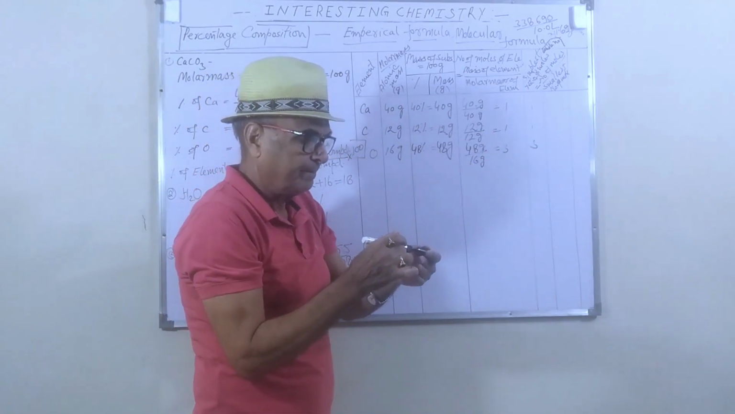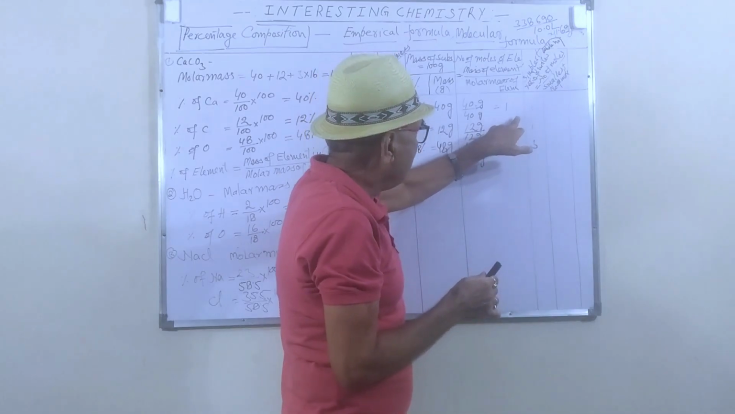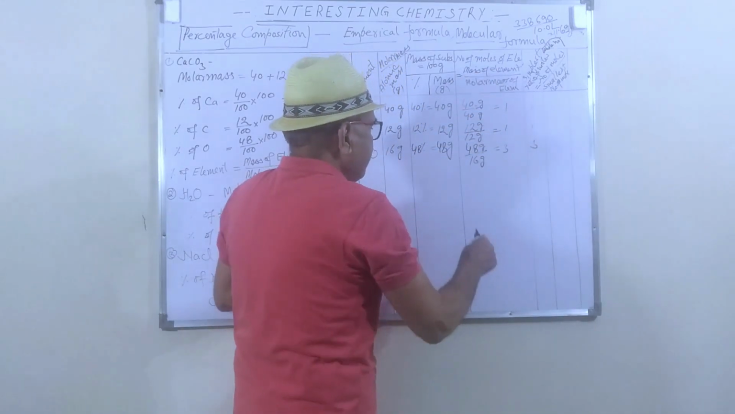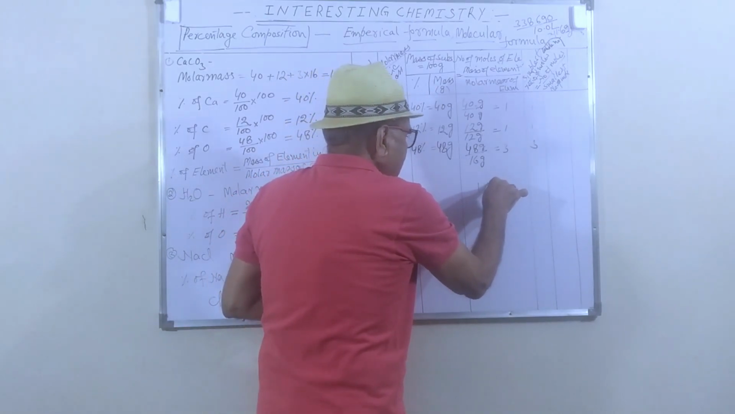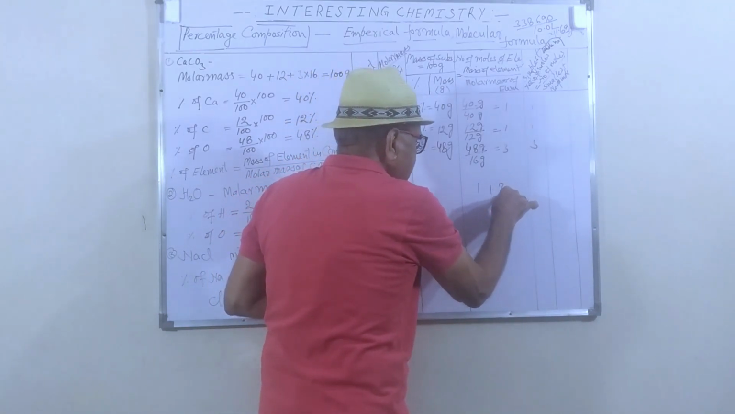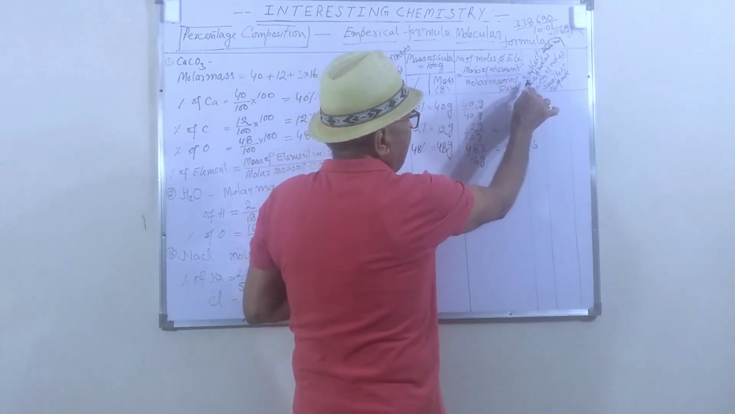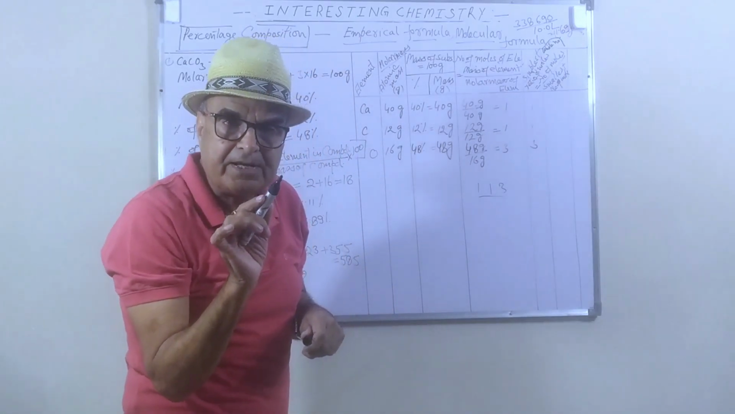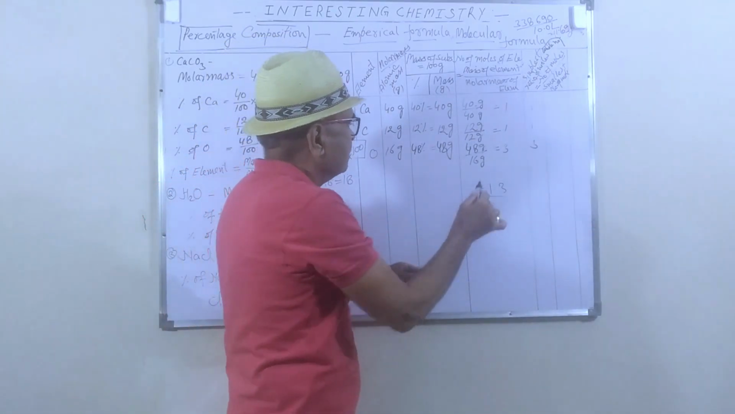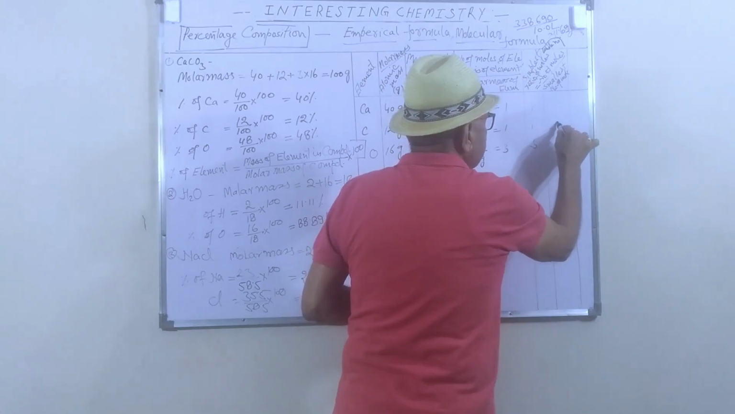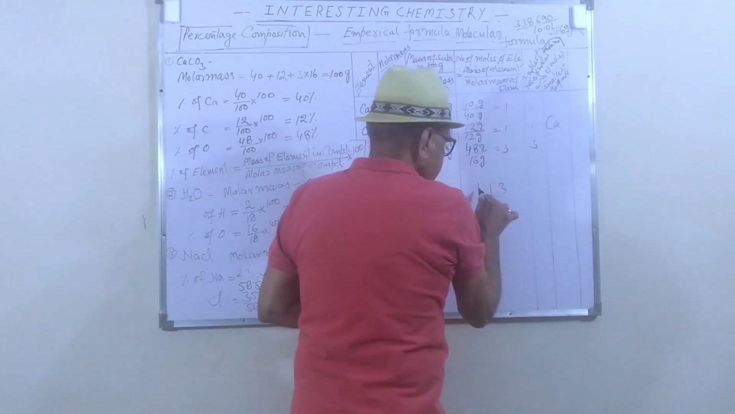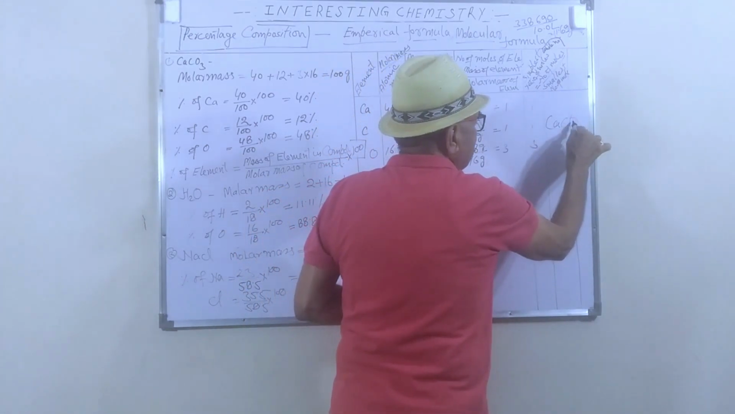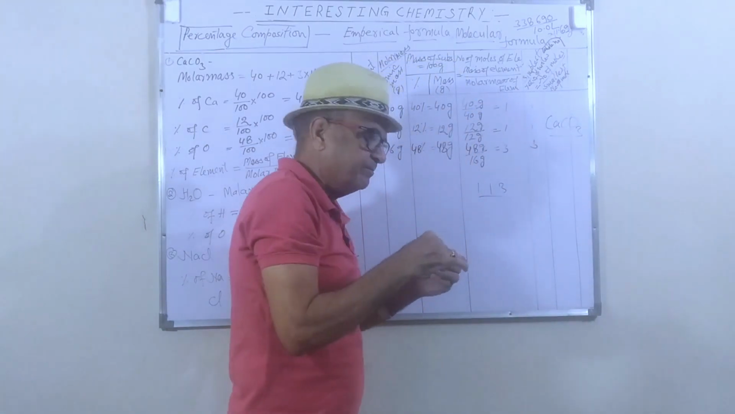This is the ratio of the moles: 1, 1, 3. So the ratio of calcium, carbon and oxygen is 1, 1, 3. This ratio is called the simplest ratio of moles. So the formula of this compound will be Ca, C and O3. So this is the formula of that compound.